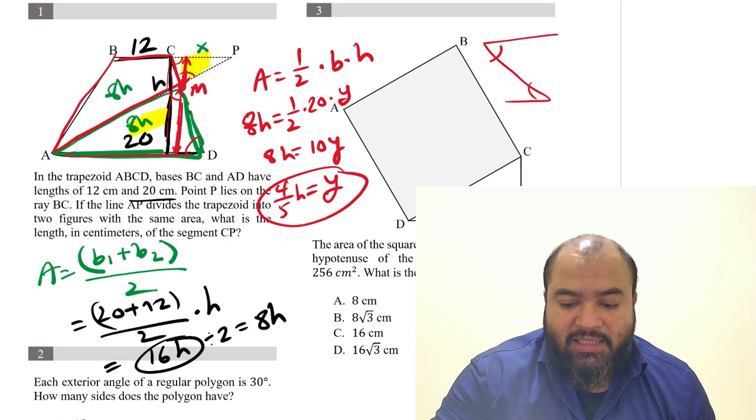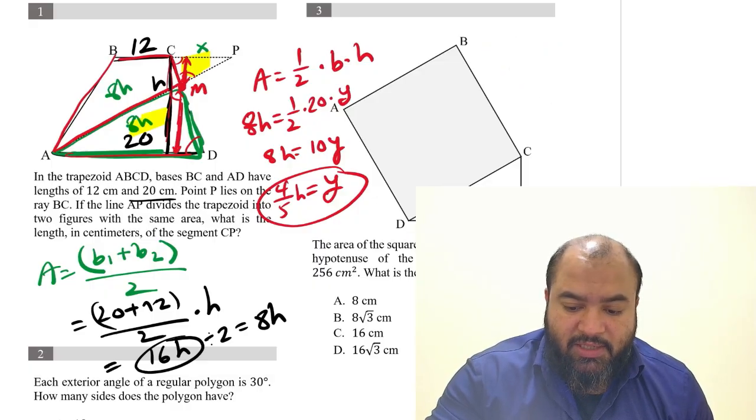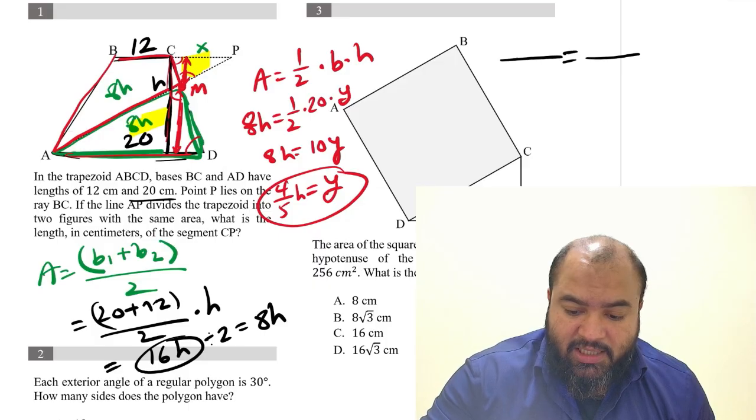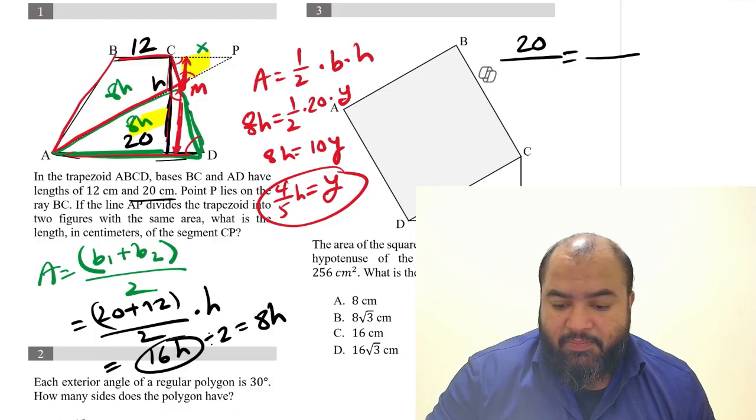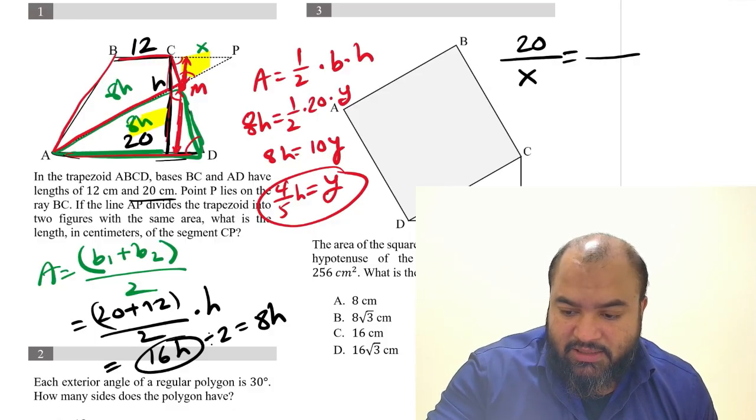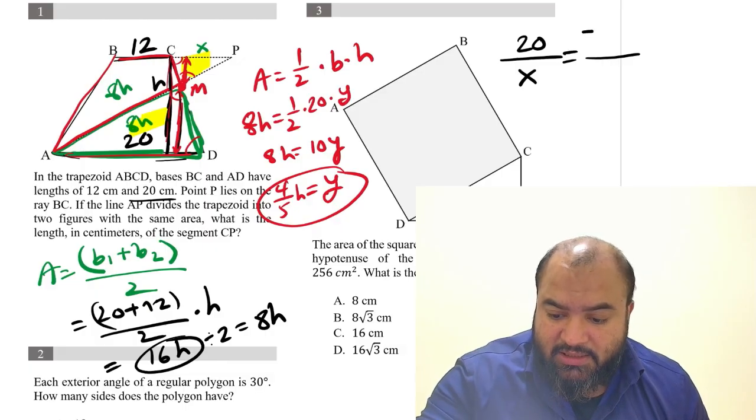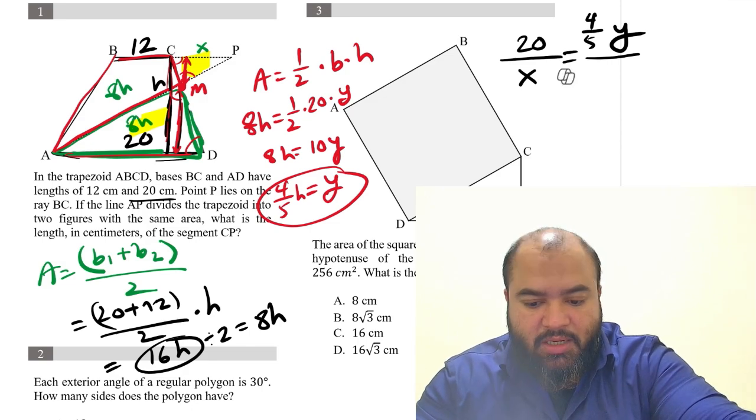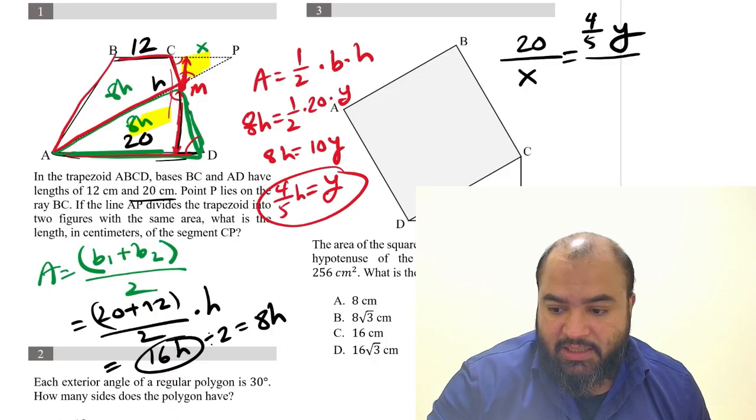Okay, now I'm going to set up a proportion, because the two triangles are similar. I'm going to write on this side: the base of this triangle is 20, so I'm going to write 20 here. And the base of the other triangle is CP, which is X. Now the height of the big triangle, we found out that's 4/5 H. Now what is the height of the smaller triangle? Remember the full trapezoid, the height is what? We picked H, right? That was the full trapezoid.